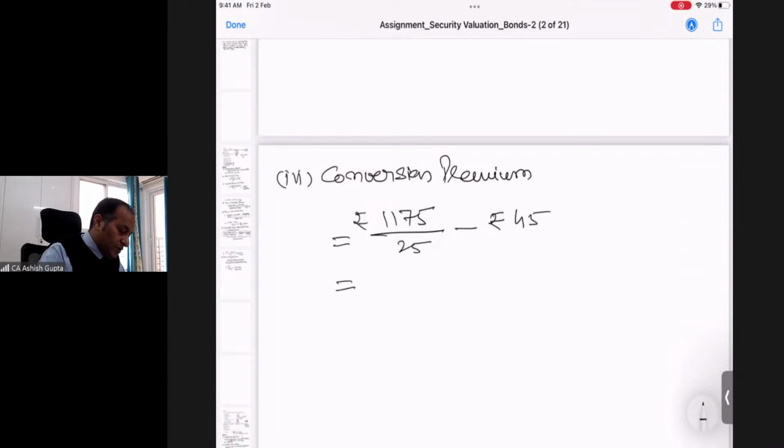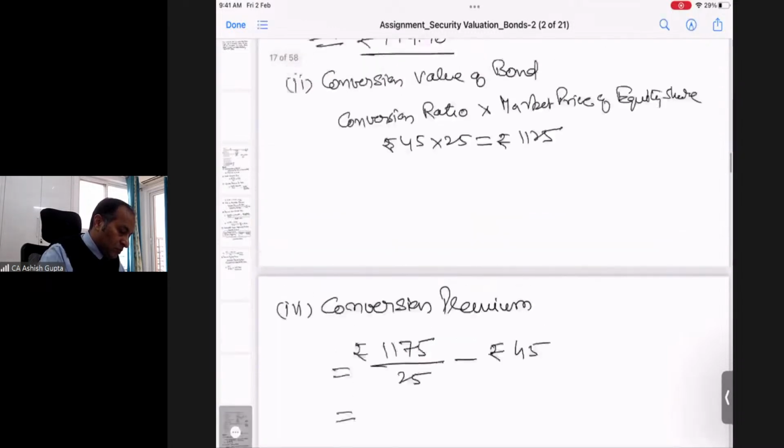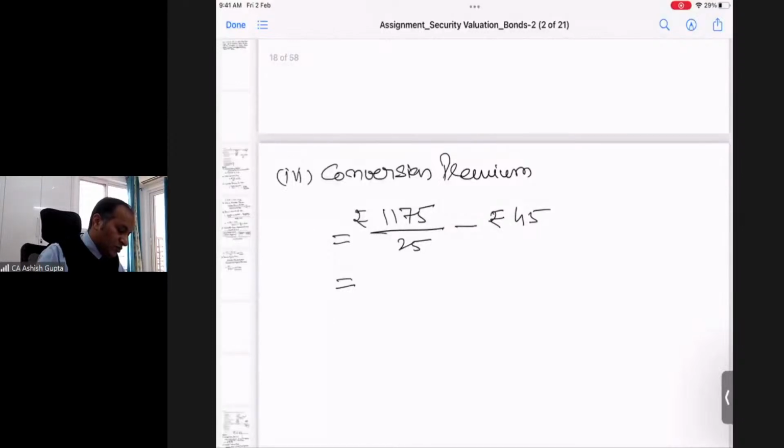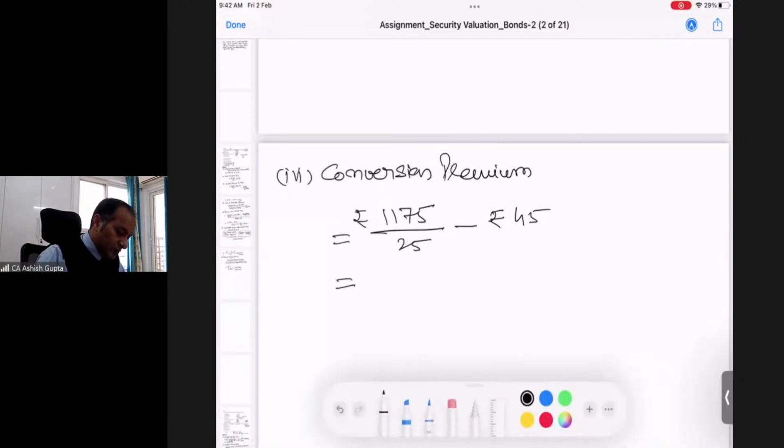It has asked for conversion premium. So I can do that way also, per share, or I can do both ways. I can do it on a per share basis also. So per share it is coming to rupees 2. Or what can I do also? 1175 minus 45 into 25.